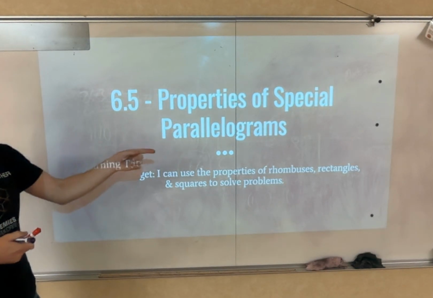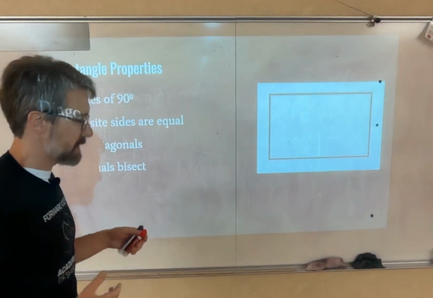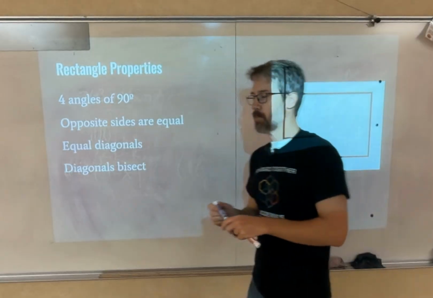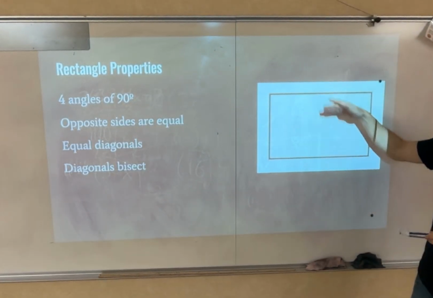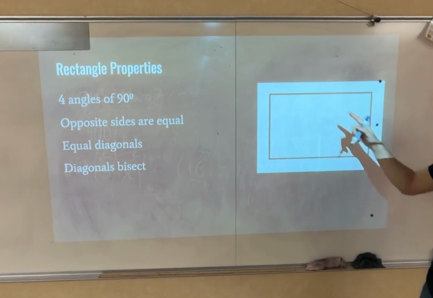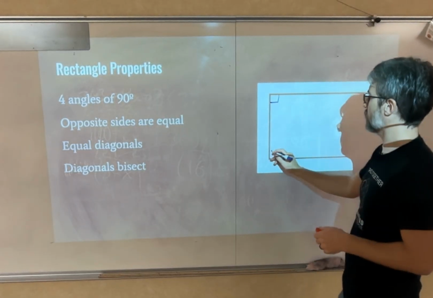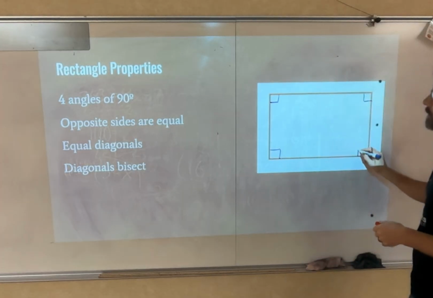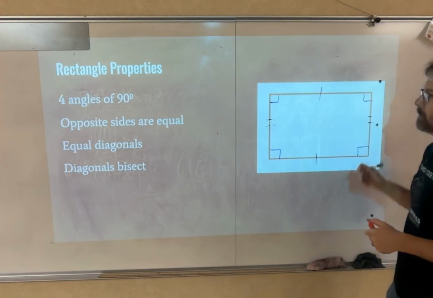In this video, we're going to talk about rectangles. So what makes a rectangle a rectangle? It is a special parallelogram, so we know that opposite sides are parallel and equal, all of that stuff. In this case, for a rectangle, all four angles have to be equal to 90 degrees. The opposite sides are equal, just like any other parallelogram.